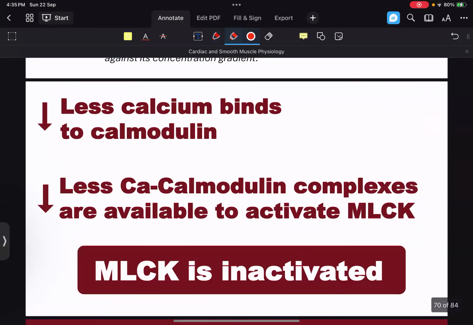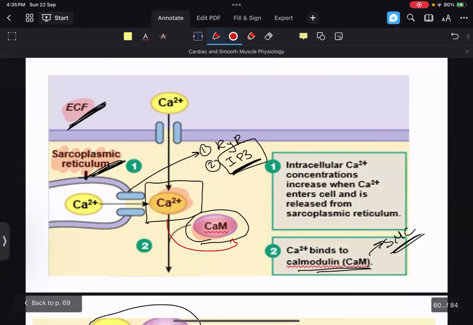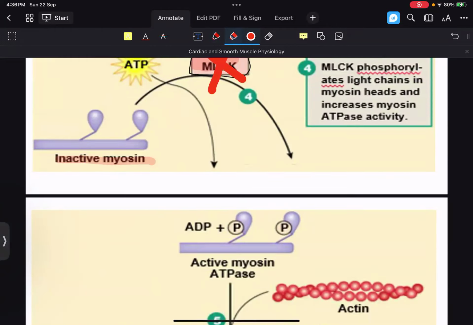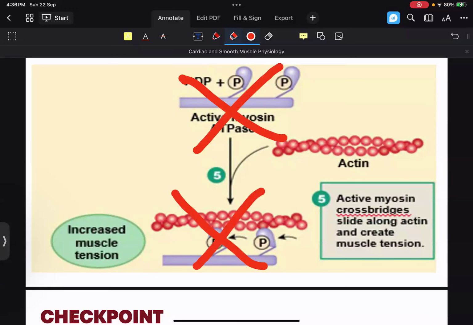Okay, so we kicked calcium out of the cell, and we kicked it back into the sarcoplasmic reticulum. How does this bring about relaxation? When you have less calcium in the cytosol, you will have less calcium binding to calmodulin. Remember in this slide how calcium comes in and binds to calmodulin. If you have less calcium, then nothing is binding to calmodulin, and then you cannot activate the MLCK. If you cannot activate the MLCK, you will not activate the myosin ATPase, and you will not have cross-bridge cycling.